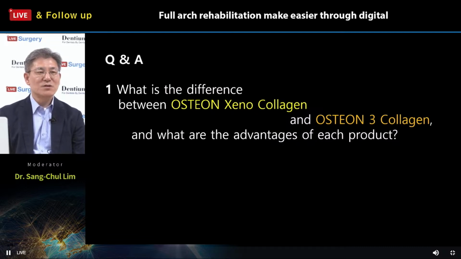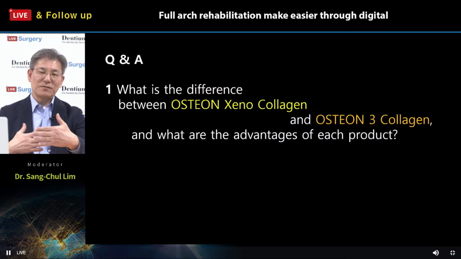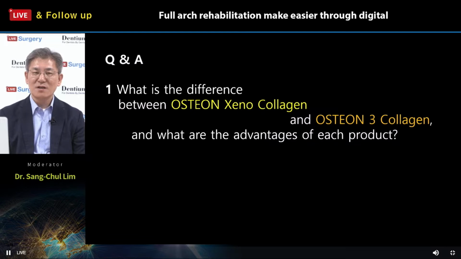Actually, first of all, Osteon 3 collagen was launched several years ago. It has a lot of clinical evidence from those several years. So this Osteon 3 collagen performs well in maintaining the ridge volume, and its volume maintaining performance is higher compared to other graft materials.